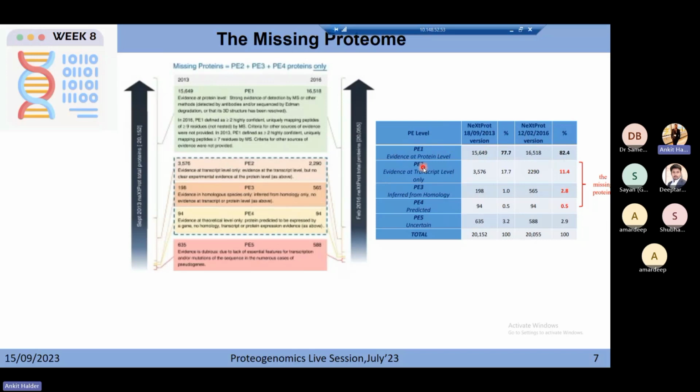If the evidence lies completely at the protein level via mass spectrometry, then it will be at PE1 level. If it is at the transcript level, then it is known as your PE2 level. If it is inferred from homology, then it is at PE3 level. If it is predicted, then it is at PE4 level, and if it is uncertain, then it is at PE5 level. Which comprises your total 20,000 proteins.